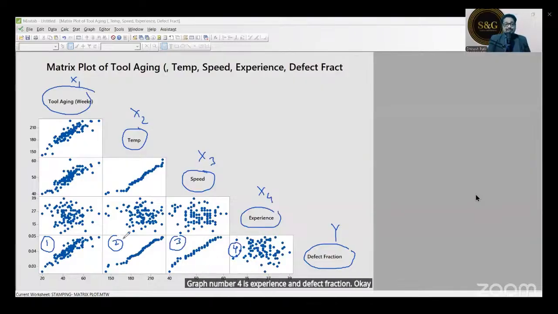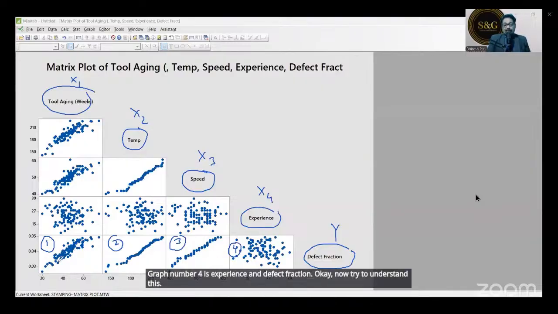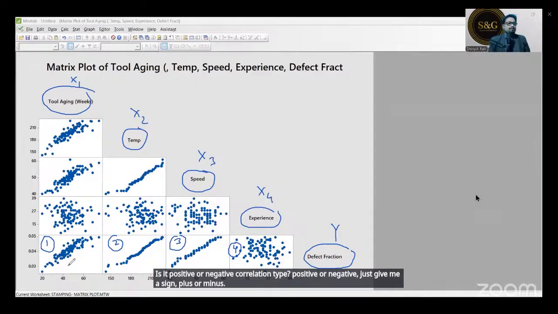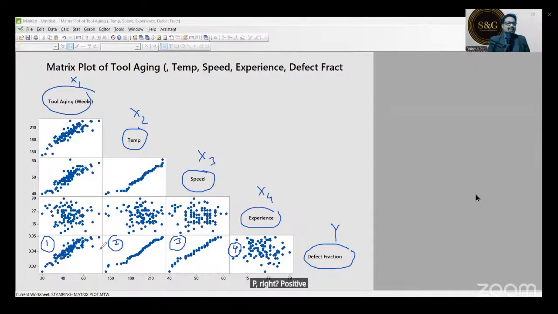Okay, now try to understand this. Graph number 1, is it a positive or negative correlation? Just give me a sign, plus or minus. Positive, everybody? Correct? What about the second and third graph? Positive or negative? Again, positive, correct? They are even strong positive correlations.